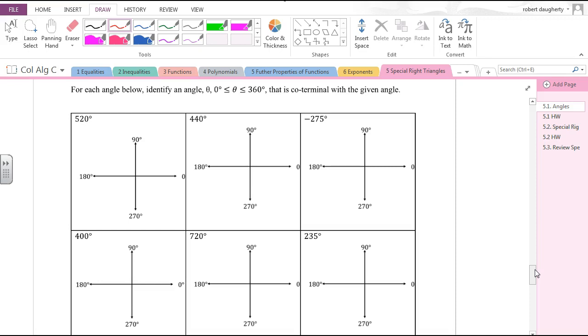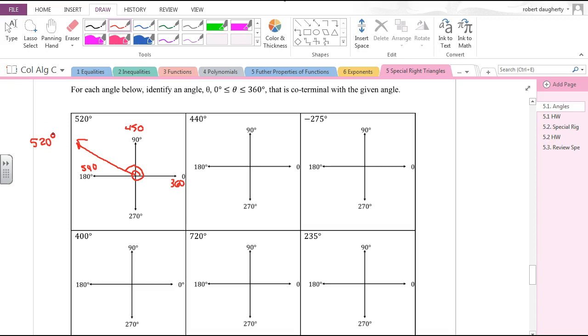So 360 is 1 revolution, right? So 360. What's 360 plus 90? 450, okay? 450 plus 90 is 540, so it's going to be before I get there, okay? So 520 is going to be 1 complete revolution, and then I go to 450, and then I go about 20 degrees shy of that. So that is my 520 degree angle.